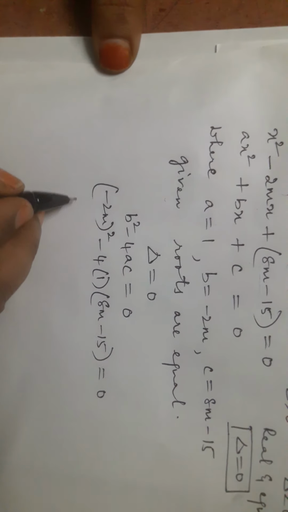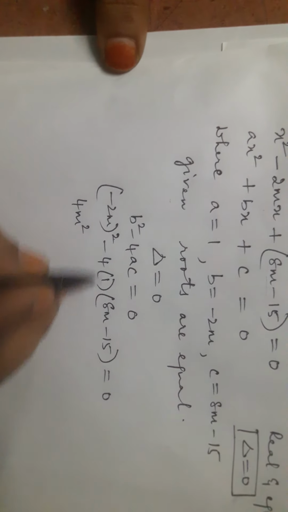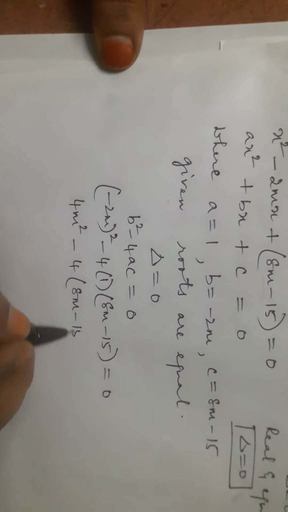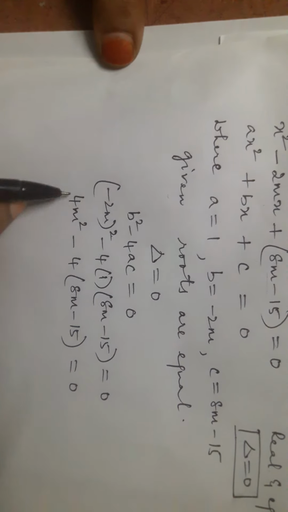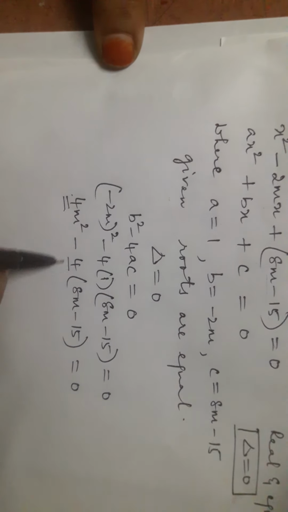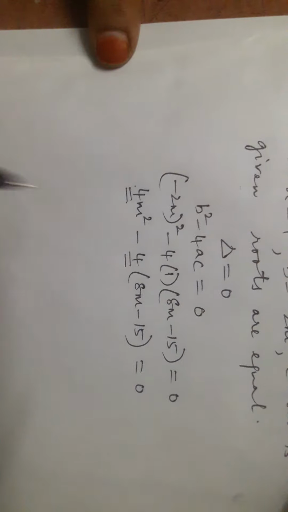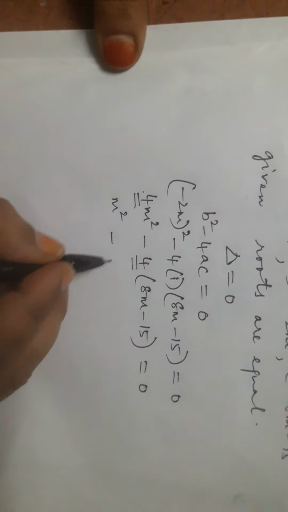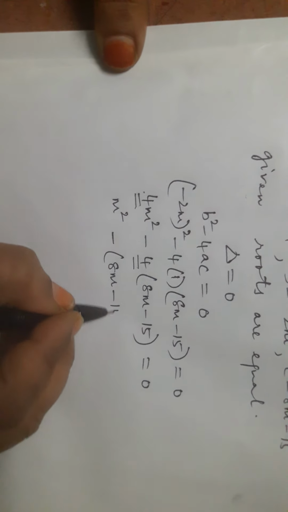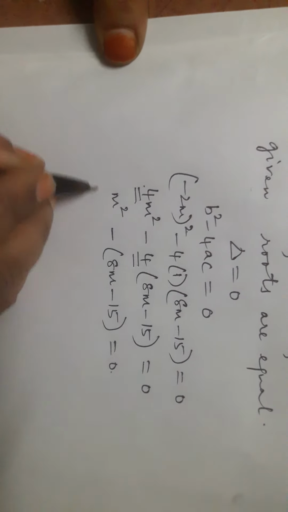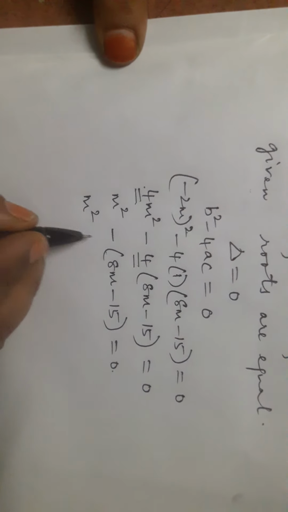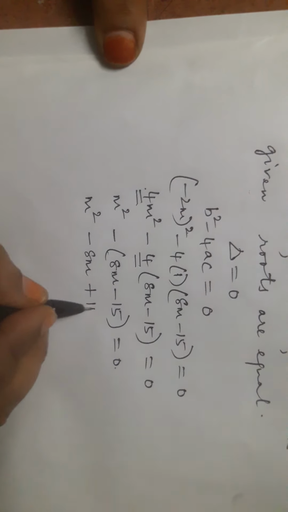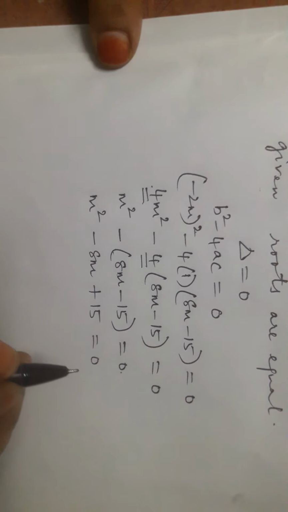Minus 2m whole square is 4m square, minus 4 into 1 is 4 into (8m minus 15) equal to 0. In these two terms you can observe 4 is common. So we are dividing this equation with 4. We get m square minus (8m minus 15) equal to 0. Opening the bracket, we are multiplying with the minus sign. So minus 8m, minus into minus plus 15 equal to 0.